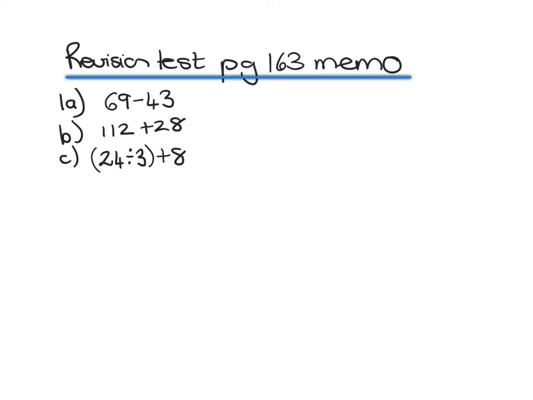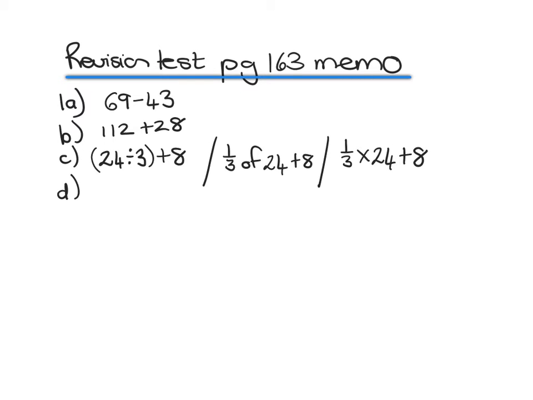So the brackets, here's another way you could have written it. 1/3 of 24 plus 8. BODMAS also tells you to do your of sums first. What does an of sum mean? Times. So you could have also written 1/3 times 24 plus 8. All of these are correct. The square root of 16 is equal to the square of 2.